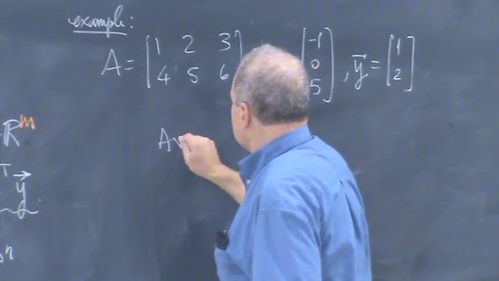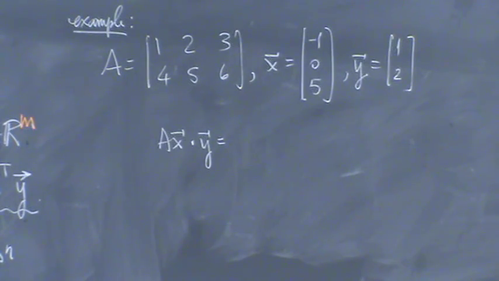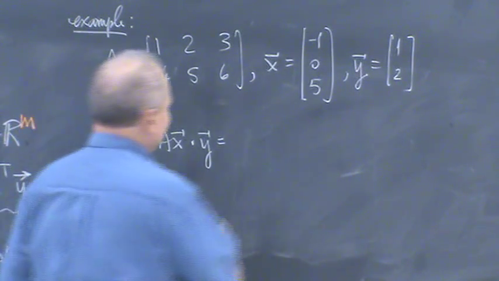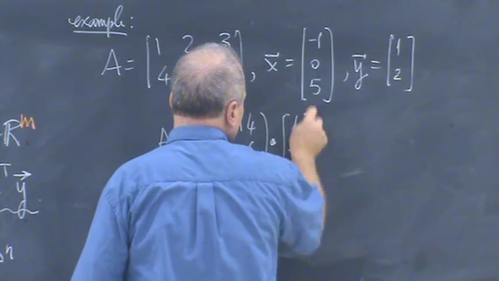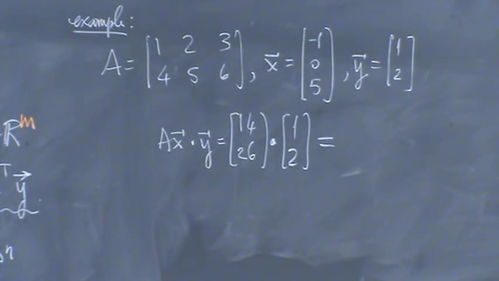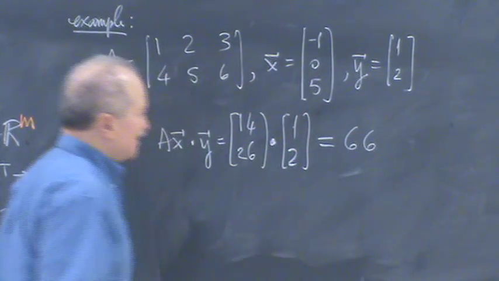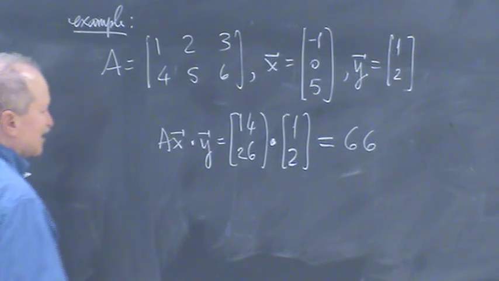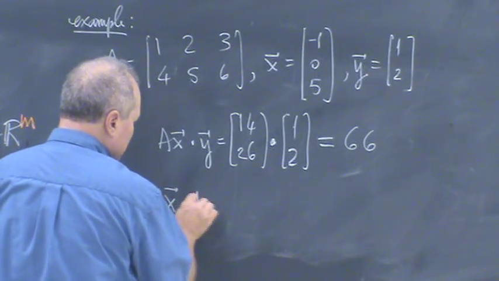So let's do Ax dot y. I already computed Ax. I hope it was right. Dot it with y. All right, this is the hard part. What's the answer? 66? Now let's do x dotted with A transpose y.